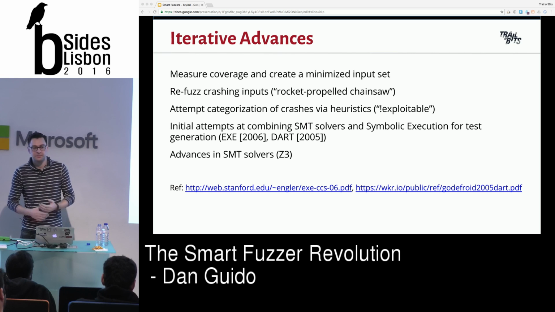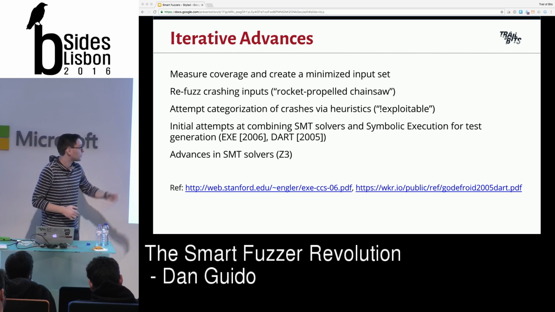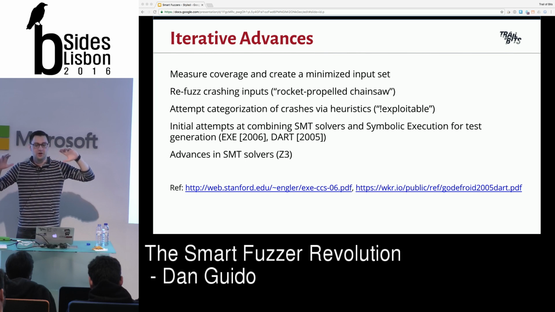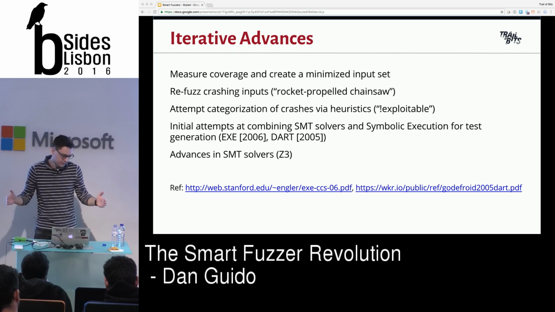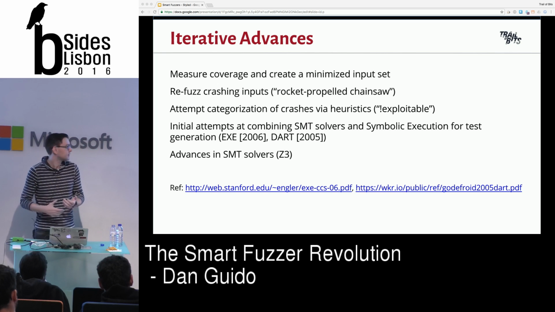Now, along the way, there's been plenty of iterative advances. We've tried to improve upon this basic strategy in every way we can. We've measured code coverage and created minimum input sets. So instead of randomly running every PDF on the internet, we can use a tool that identifies which of them get you different kinds of code coverage and then eliminates the ones that are redundant from that test set.